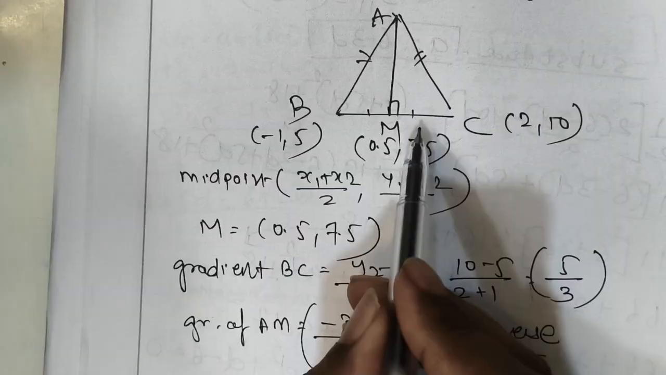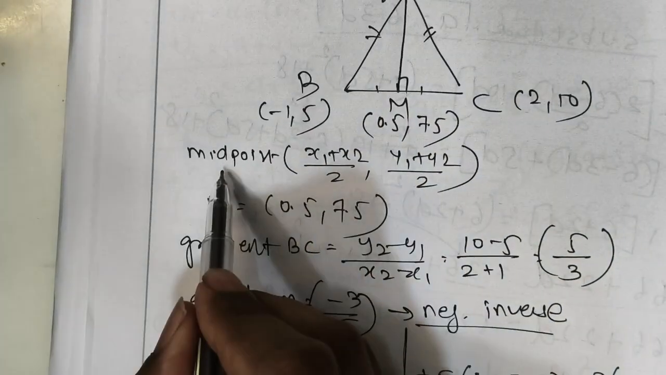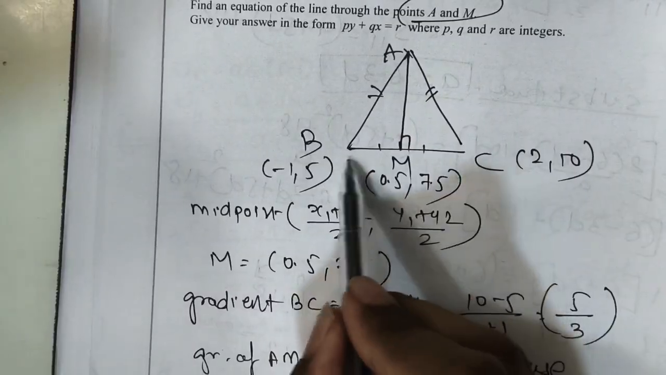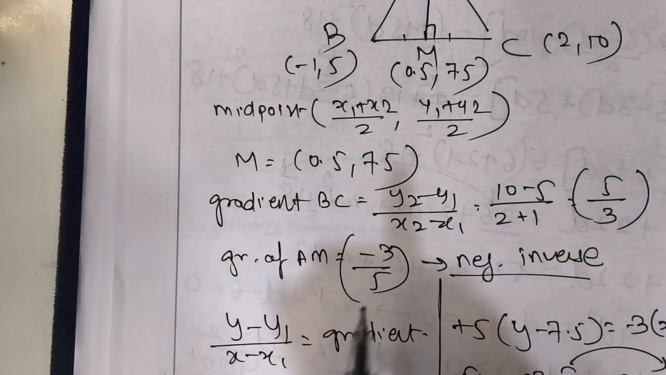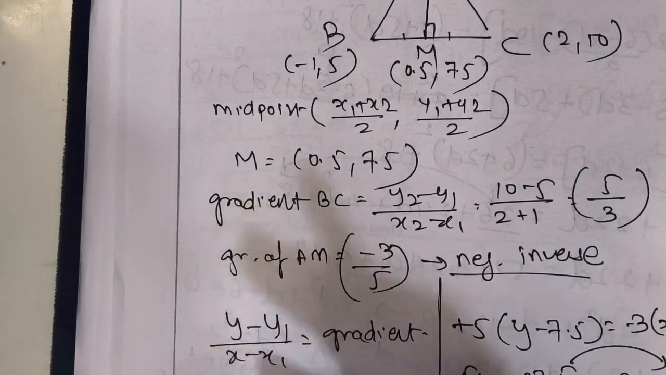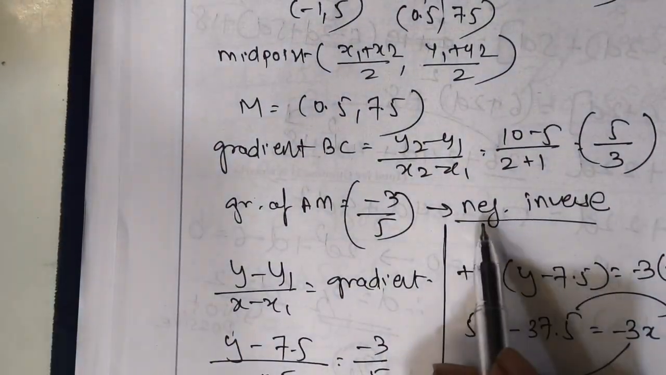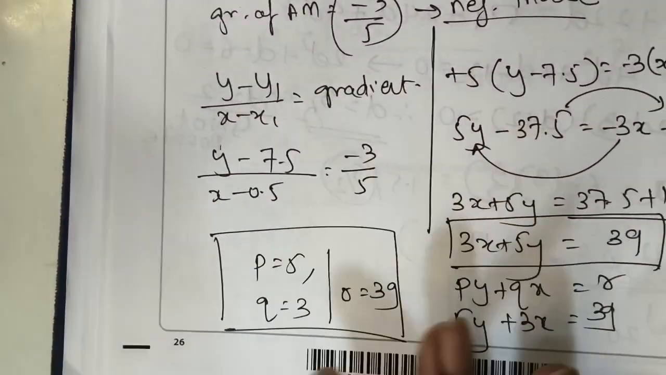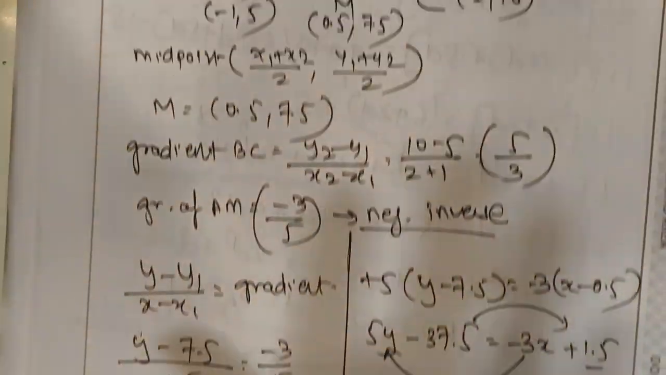Find BC first, find the midpoint with the x1 plus x2 and y1 plus y2 formula, then find the gradient of BC. Always remember, the gradient of two parallel lines is the same, and the gradient of a perpendicular line is always the negative inverse of the other line, correct? That gets you the full 5 marks for this sum, and I'm sure we have completed this paper.